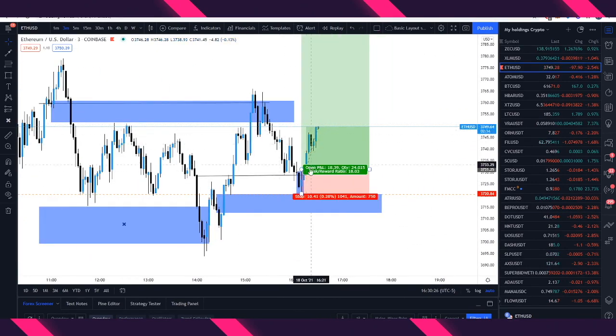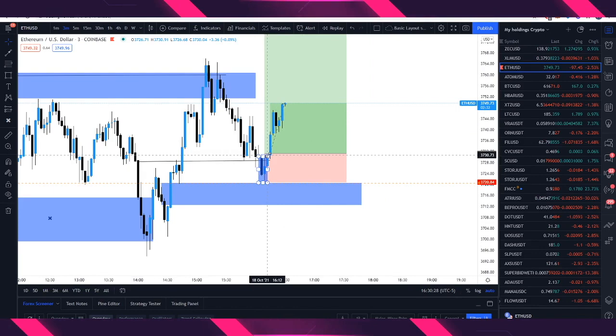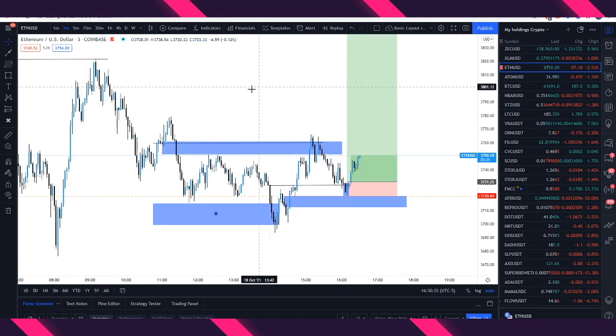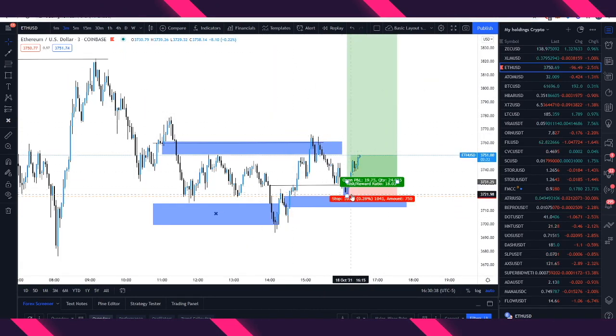Why place stop loss below here? Because technically this is the area of focus, right? So this is the risk reward. Okay, so after this plays out, we'll come back to it and I'll teach more on it.